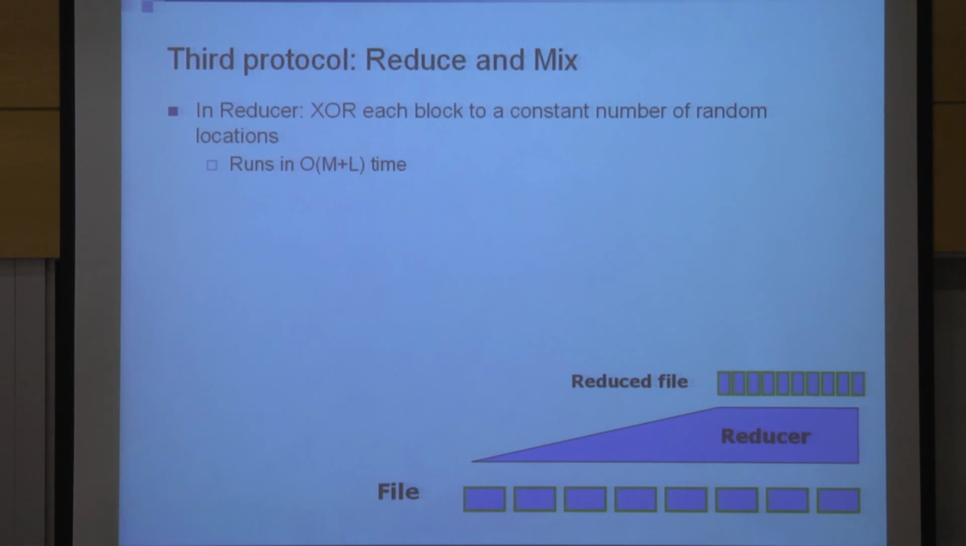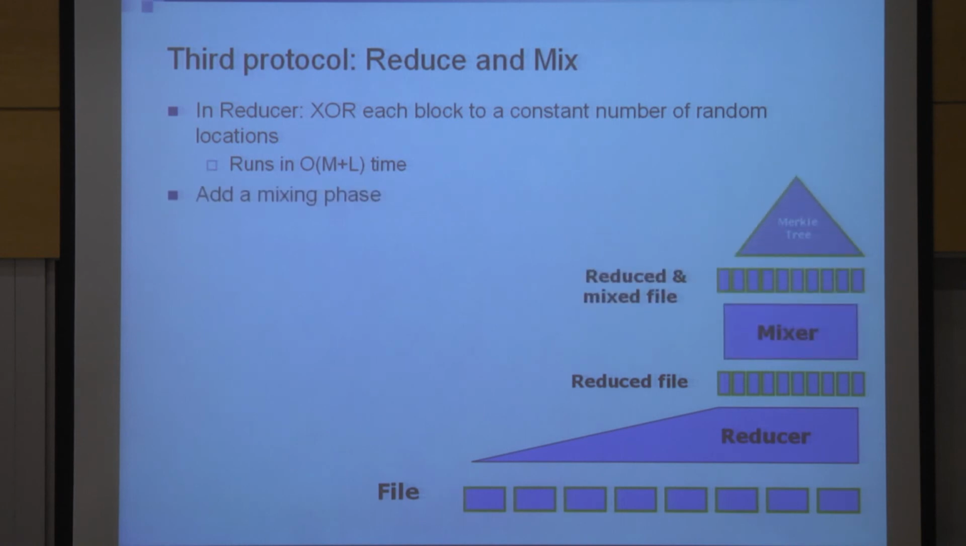We run a reducer, but this reducer is doing something very simple. It's just taking locations in the file and XORing a constant number, say 4 locations of the file. Each output byte in the reduced file is just an XOR of 4 locations in the original file. This is very efficient, but it does not give us the sort of security or the mixing properties we wanted from our error correction structures. So what we do is we run a mixer on this.